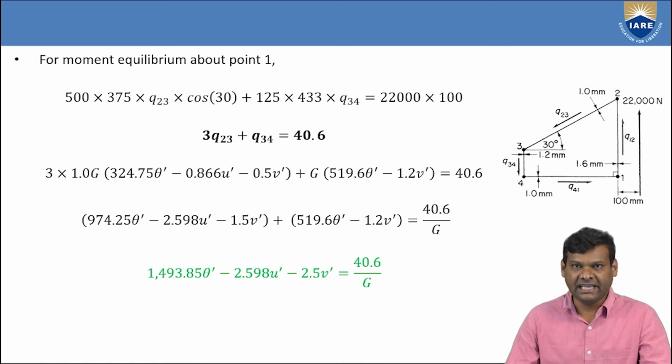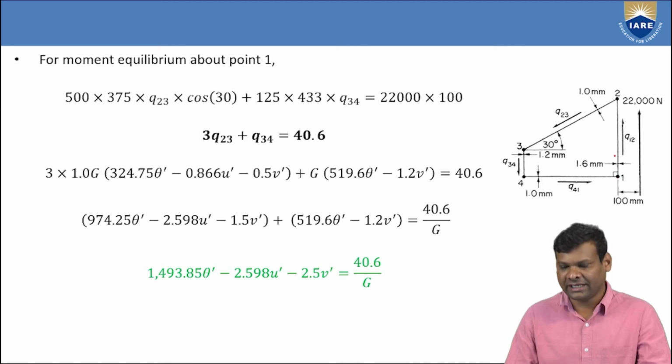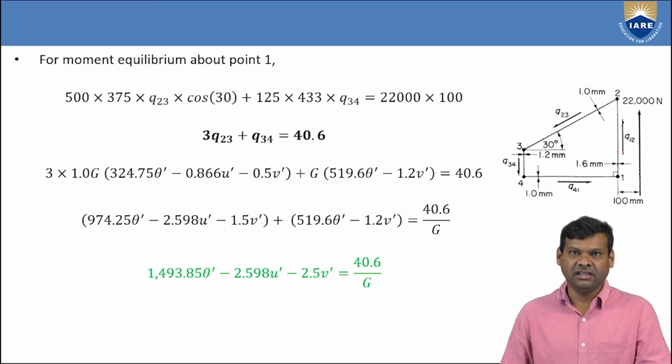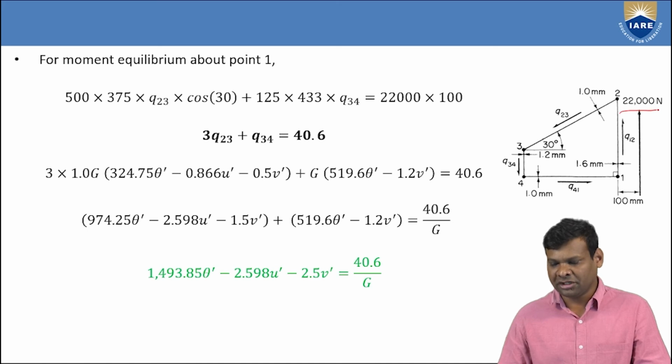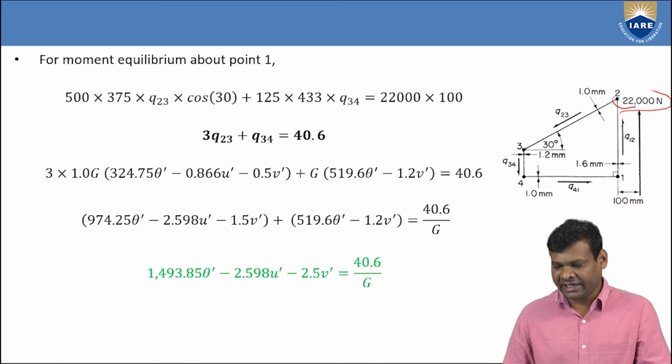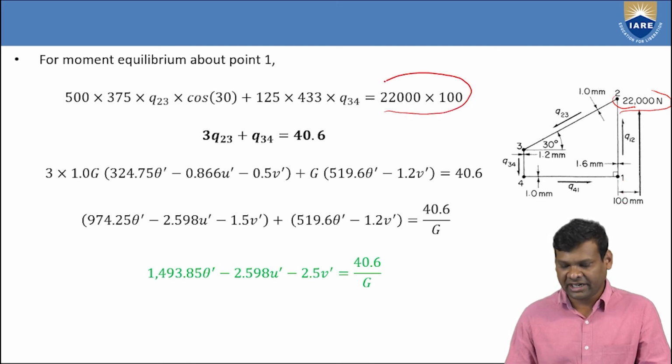Finally, moment balance. Let us look into the moment balance. Since Q41 and Q21 are passing through the origin, the moments about these points are 0. And now let us look at the moment because of 22,000 newtons. That is, the perpendicular distance is 100 mm. 22,000 into 100 mm. And this moment should be balanced by the internal moments.